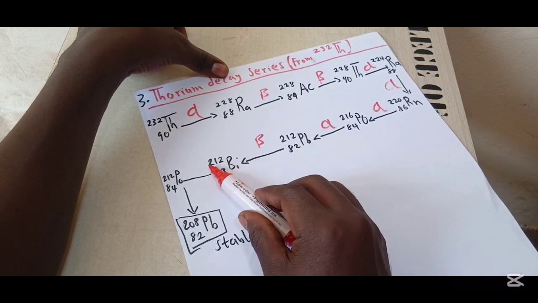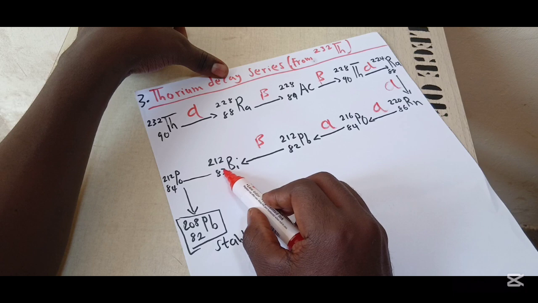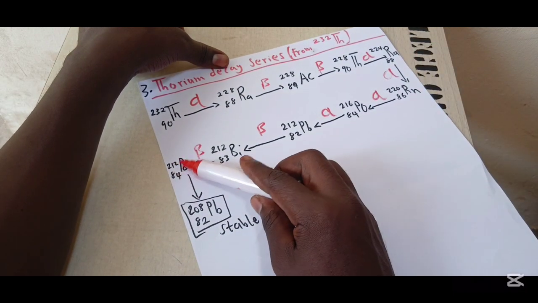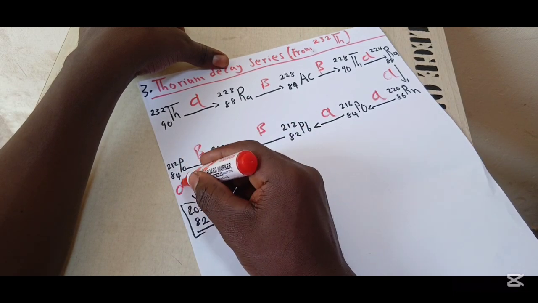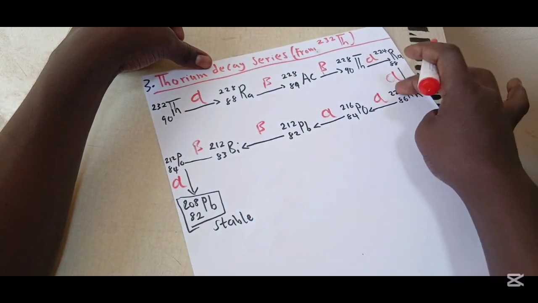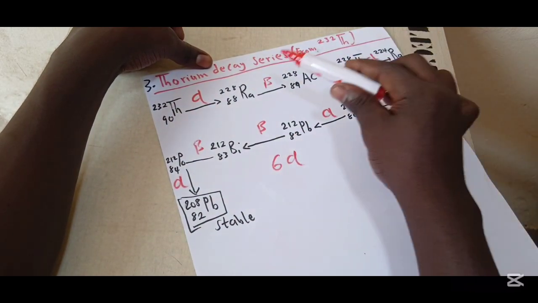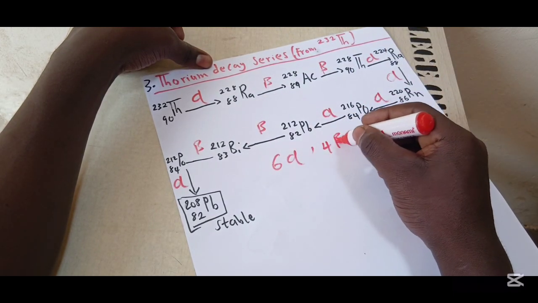So we have 212 and 212 here, an increase in proton number from 83 to 84. This is also a beta decay. And we have 212 to 208. This is an alpha decay. So how many alphas do we have in this process? 1, 2, 3, 4, 5, 6 alphas. So we have 6 alphas. How many betas? 1, 2, 3, 4 betas.